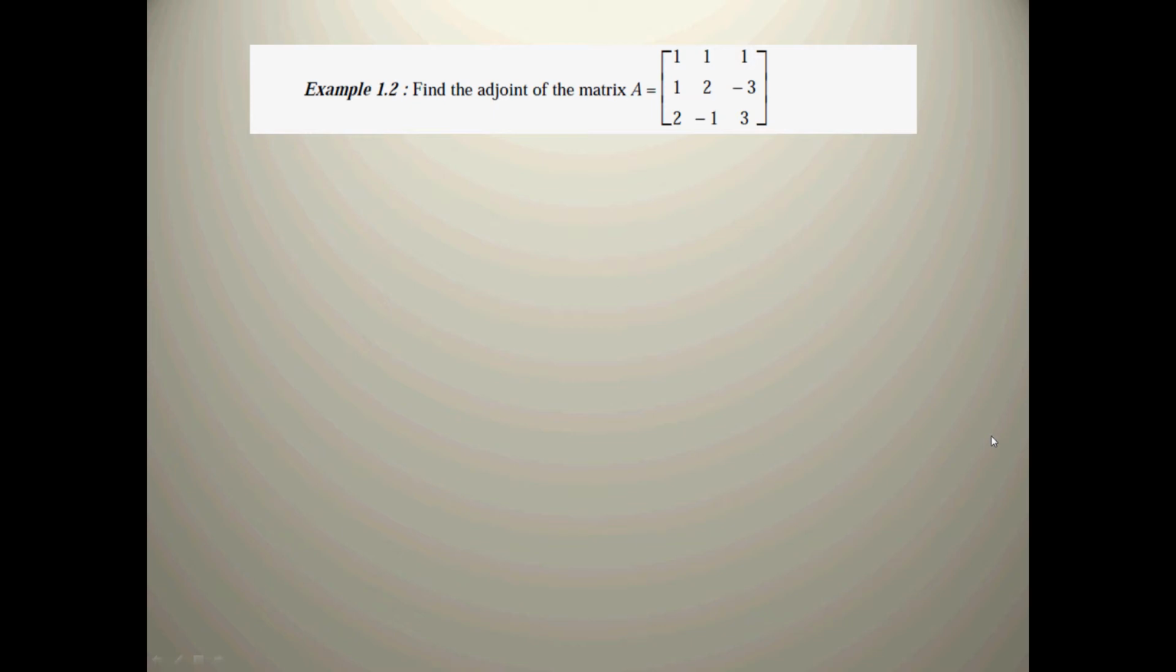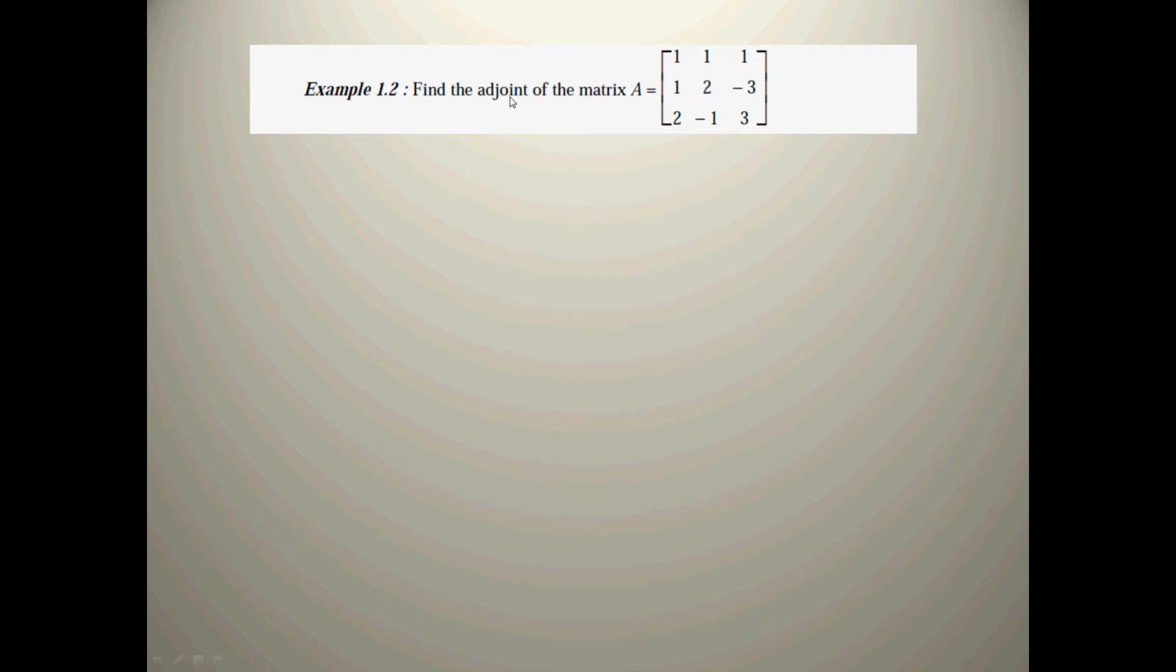Example 1.2, find the adjoint of the matrix A. This matrix is a 3 cross 3 matrix. It has 3 rows and 3 columns. So we say that the order of this matrix is 3 cross 3. We want to find out the adjoint.